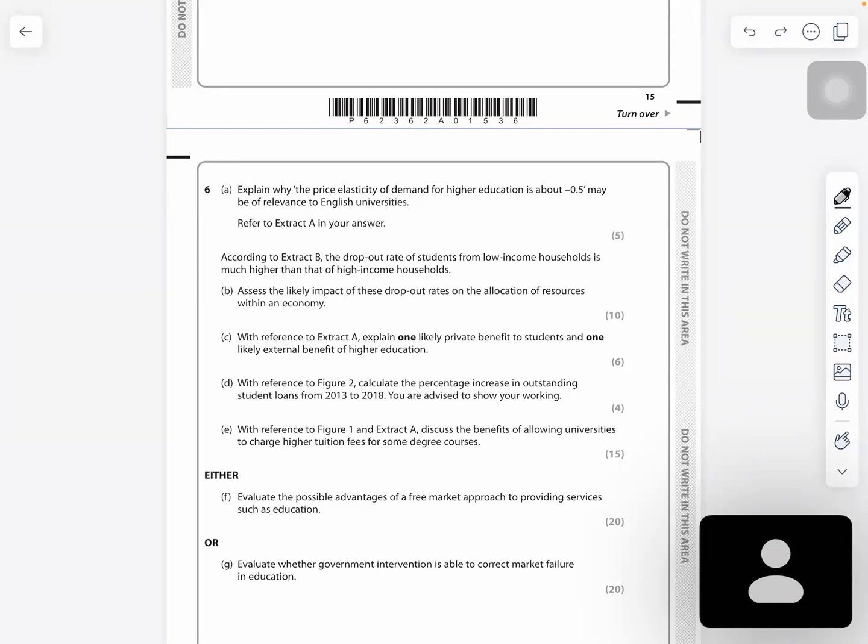Okay, can you tell me? Price elasticity of demand is a degree of responsiveness of demand due to a change in price. The price elasticity of minus 0.5 may be relevant to English universities as the 0.5 indicates that demand is inelastic. So this means that the universities can increase their tuition costs and demand will only contract slightly due to inelasticity, which can lead to an increased amount of tuition collected and further lead to a higher revenue for universities. I think that is good enough.